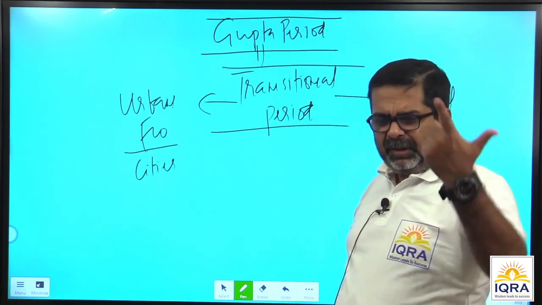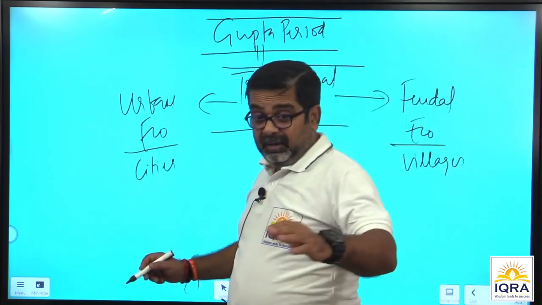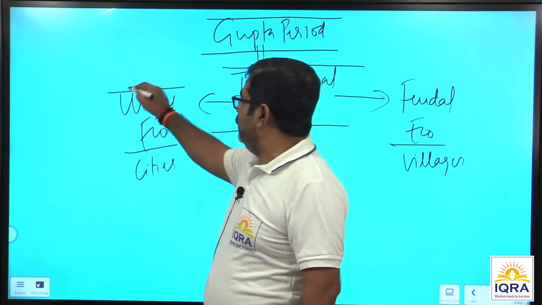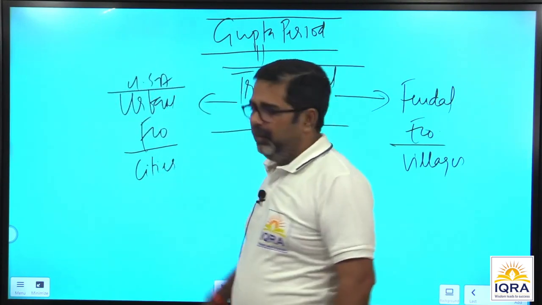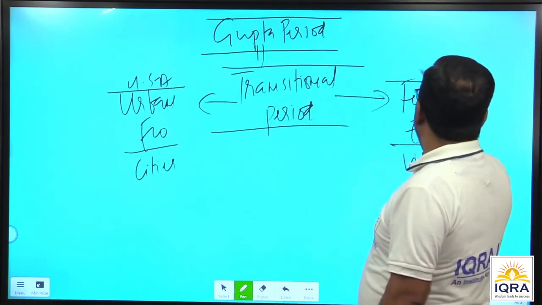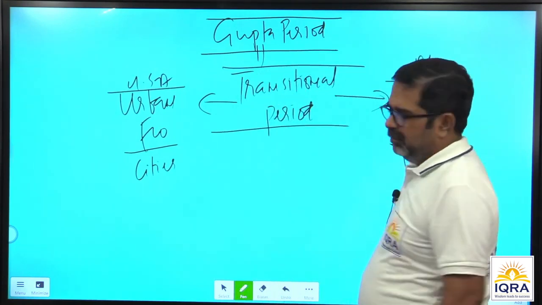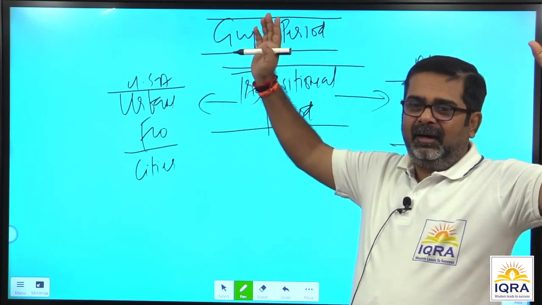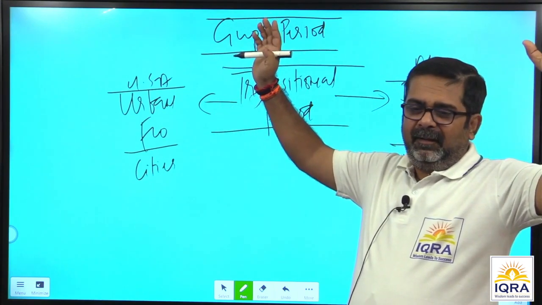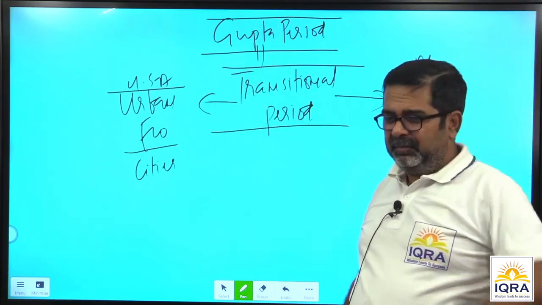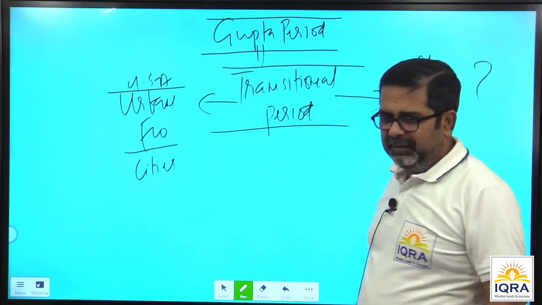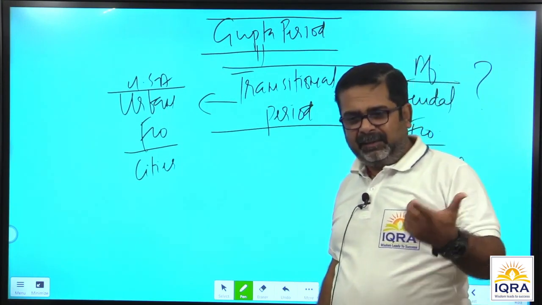In short, you can connect urban economy with the present-time United States of America, and feudal economy with present-time Afghanistan. Now it will click to you. The point is why? Why this happened?